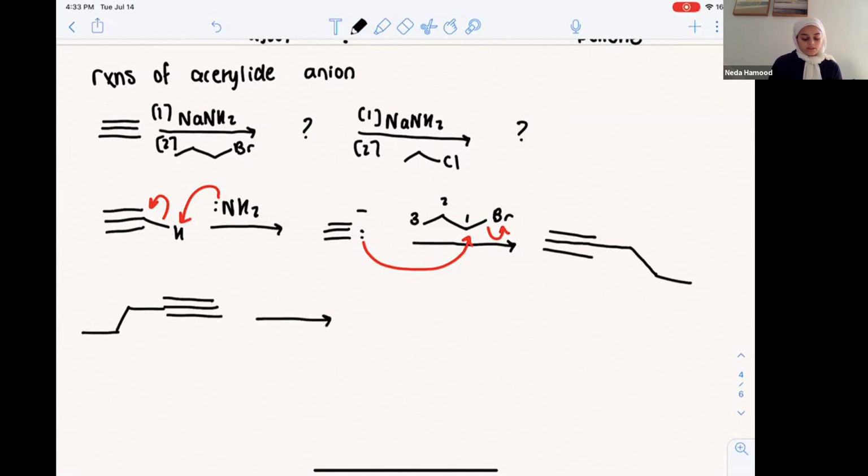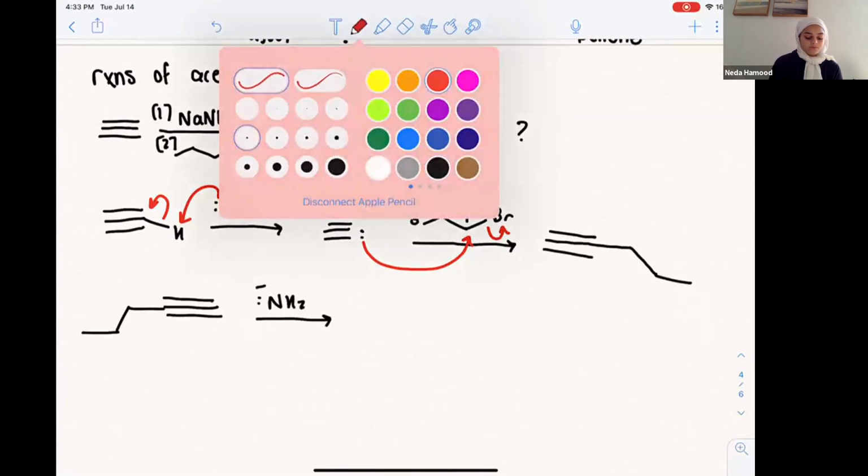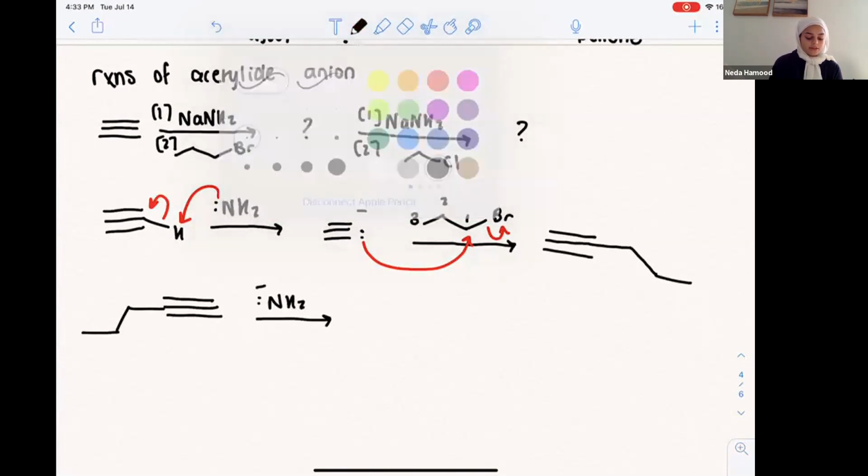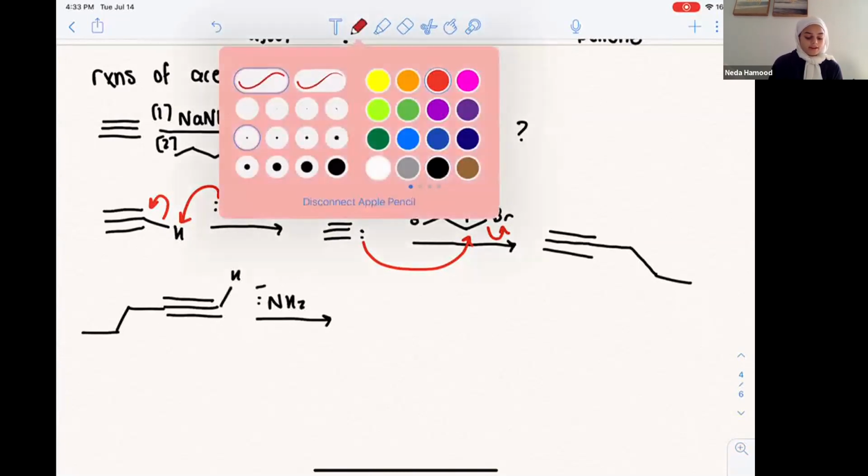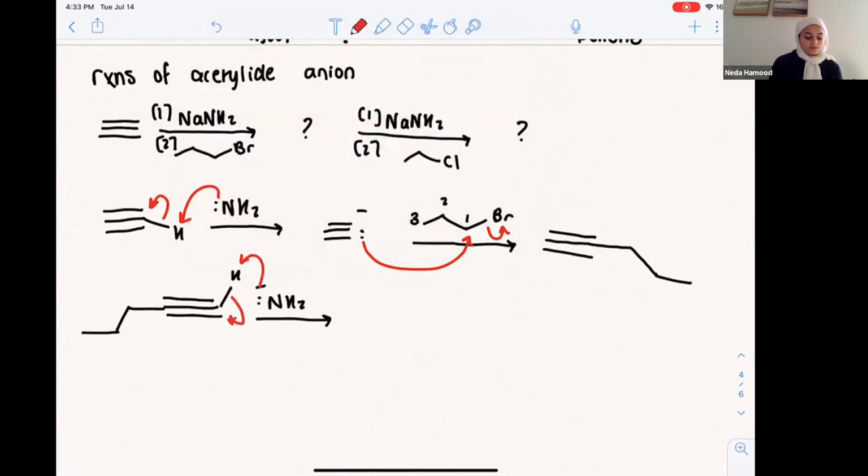And then let's start on part 2 of this reaction. So again, we're going to go ahead and pull off that hydrogen. And we do this.